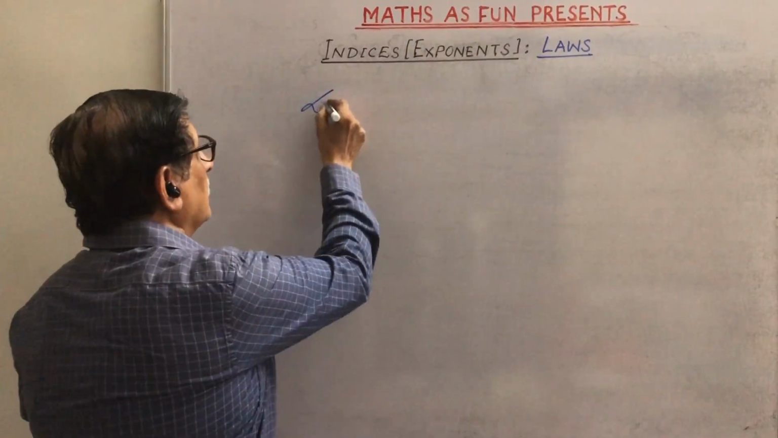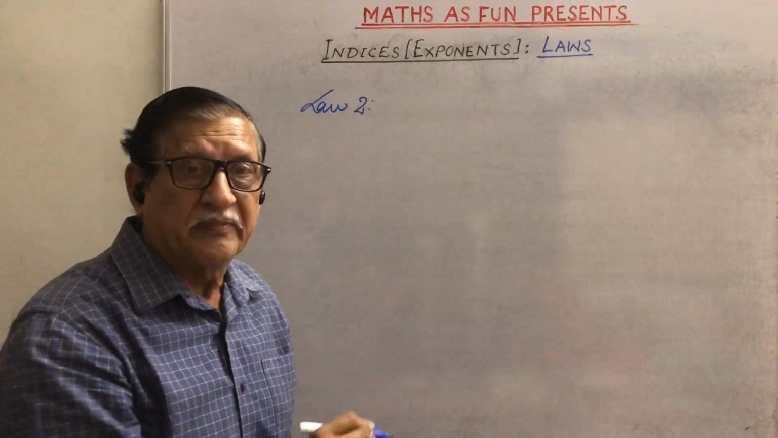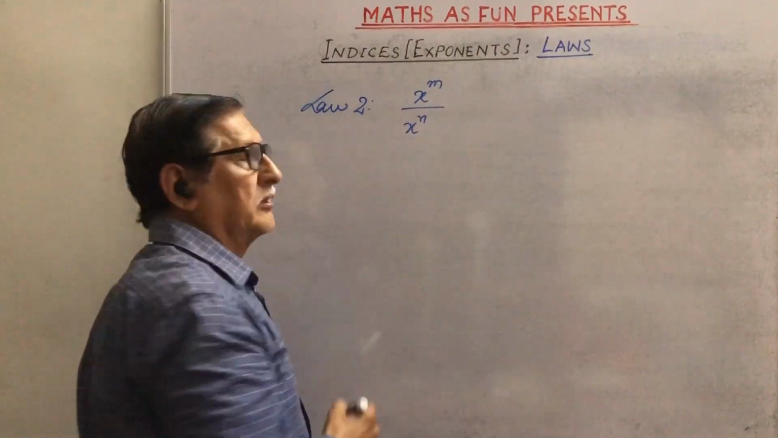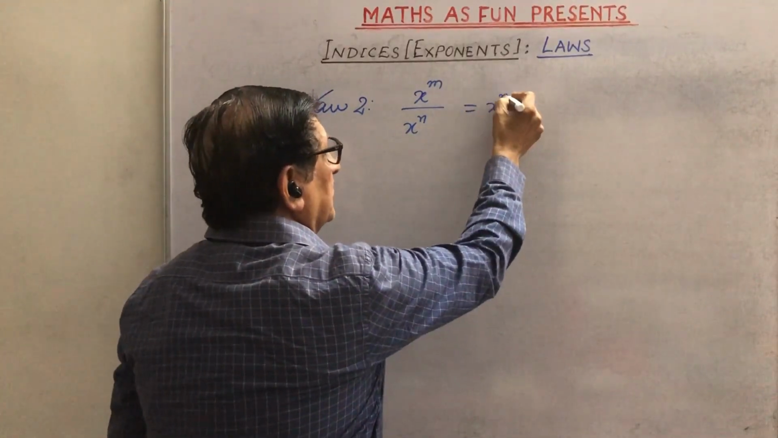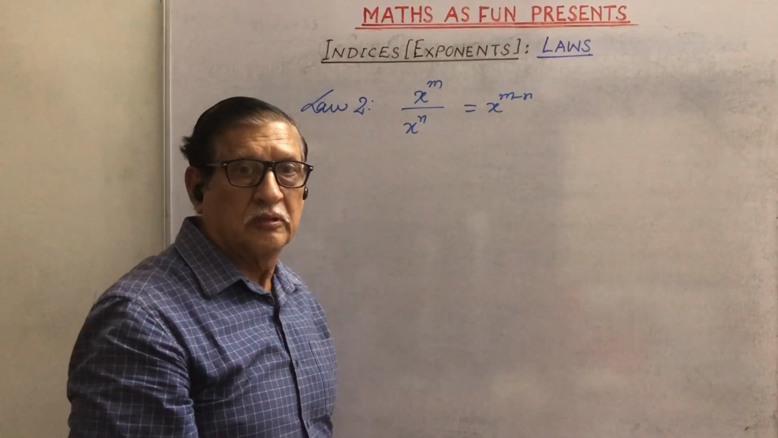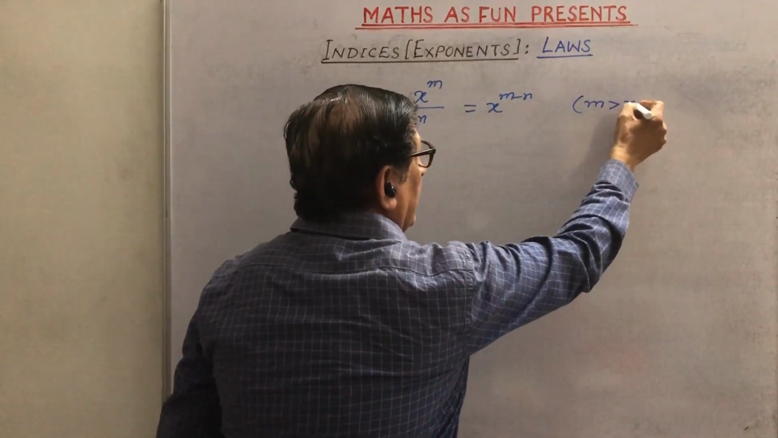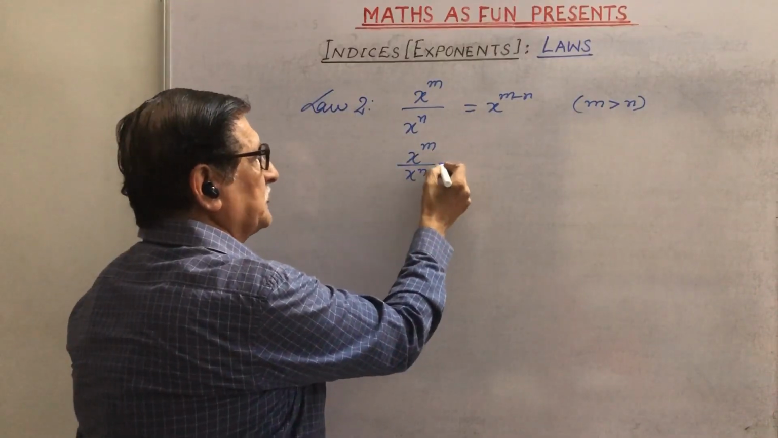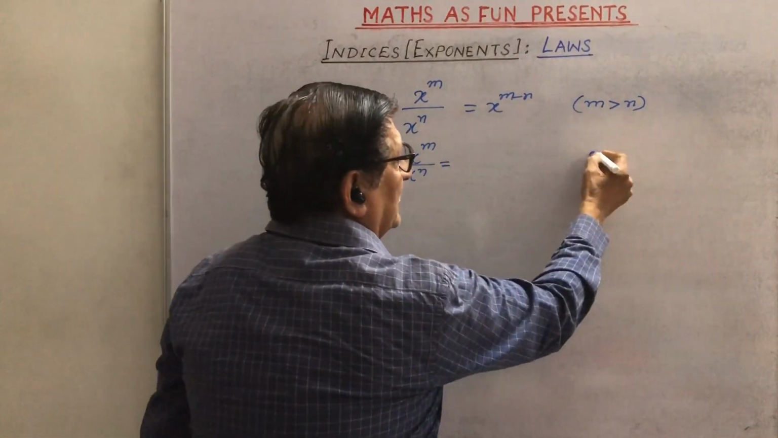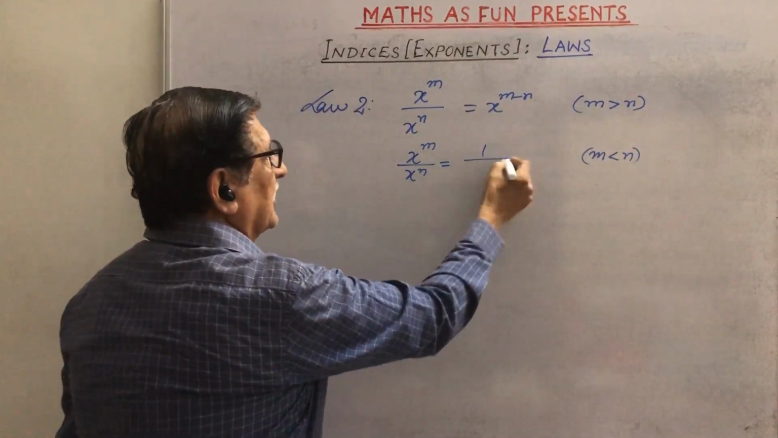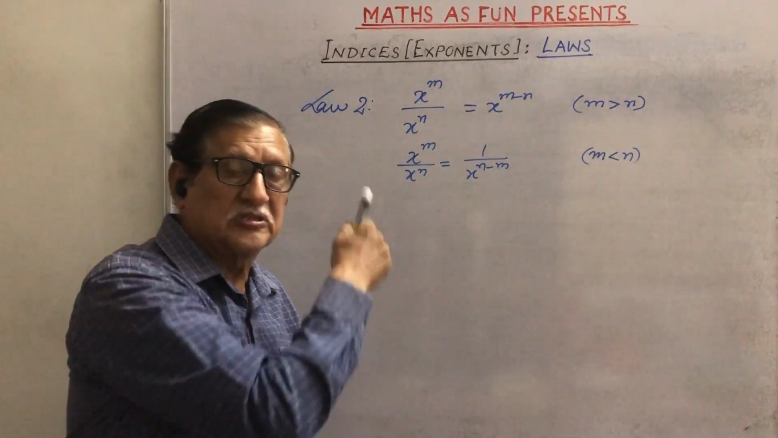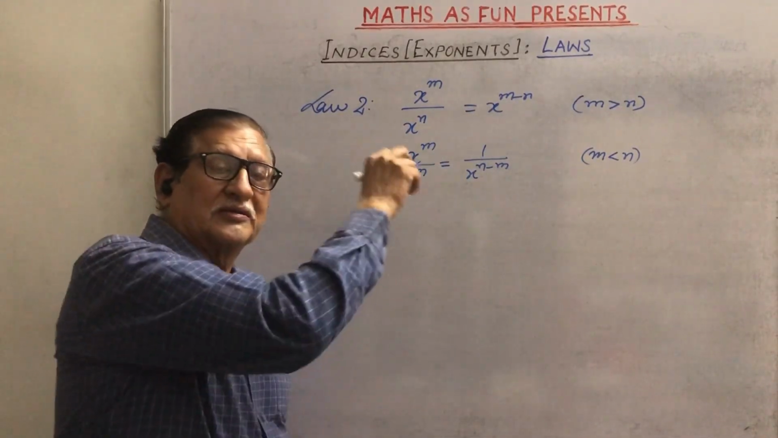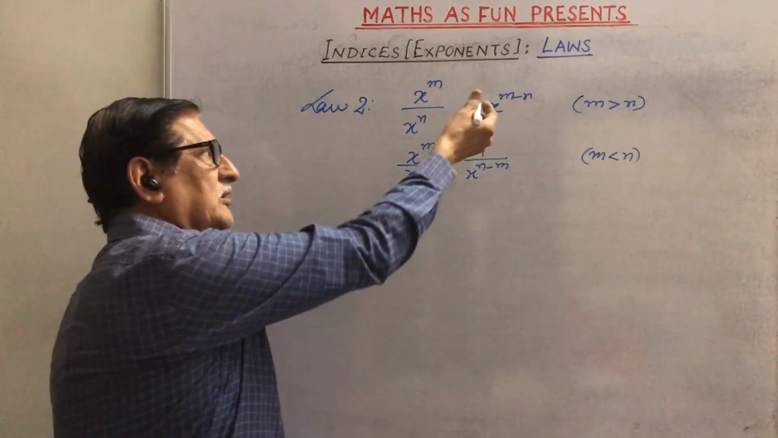Now the second law, it says if we divide x power m by x power n, then this is equal to x to the power m minus n. But here we have to remember this is applied when m is greater than n. And if x power m divided by x power n, m is less than n, we can also write this as 1 upon x to the power n minus m. Please remember this is used in case we want the positive index, whether it is in denominator or it is in numerator. Otherwise we can use this only.